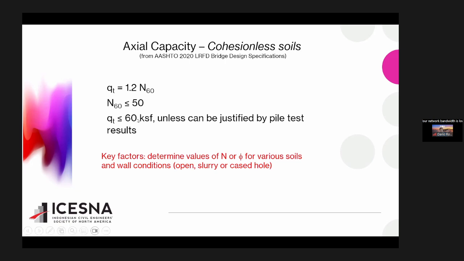Okay. Again, as with the other one, the equation is very simple. The key here is how do you estimate your N and phi angle. Right? This is the key because, as I said, sometimes there's a lot of variation, but you need to choose one value that you think is appropriate for various soil and wall conditions.